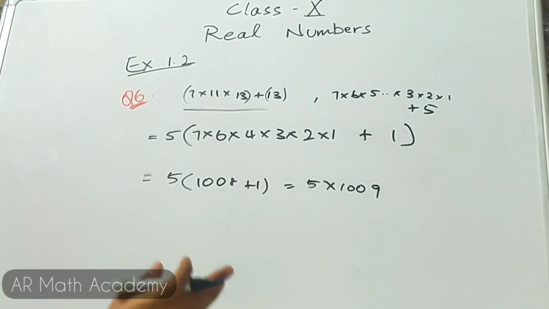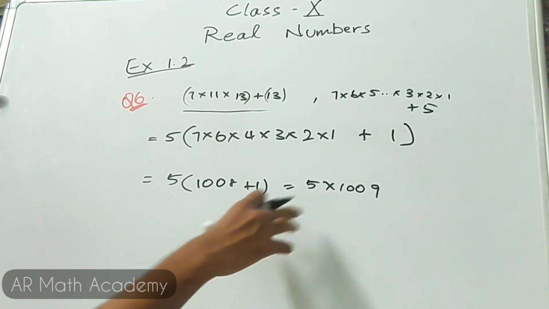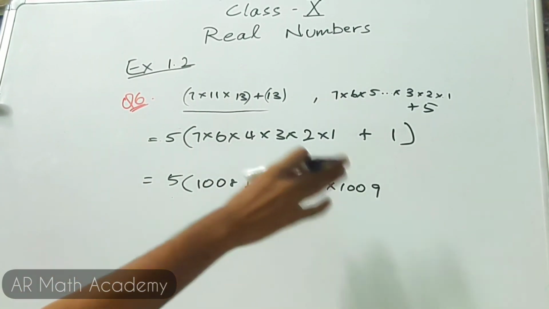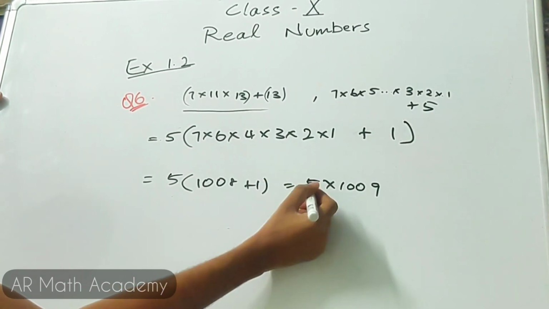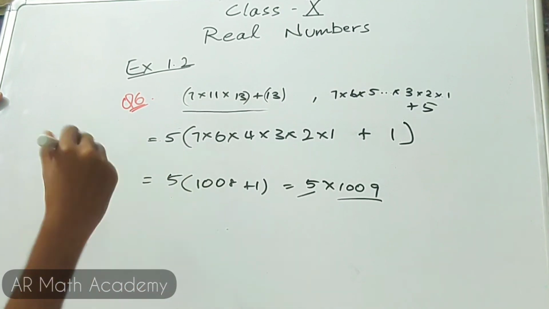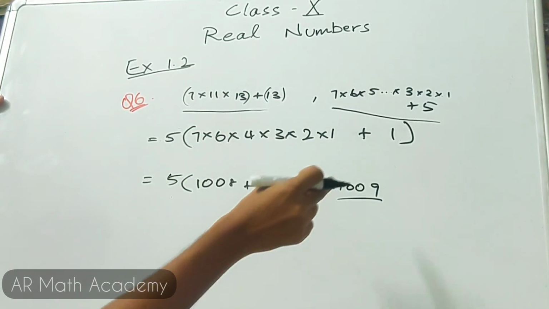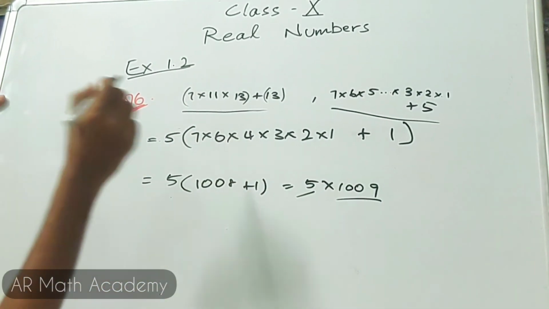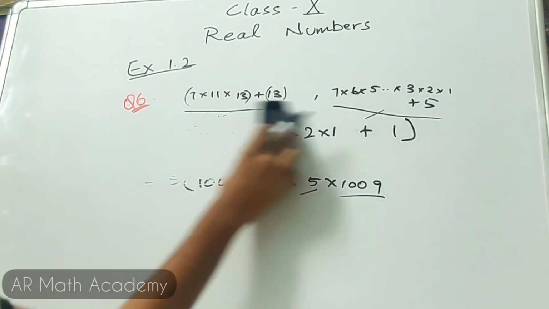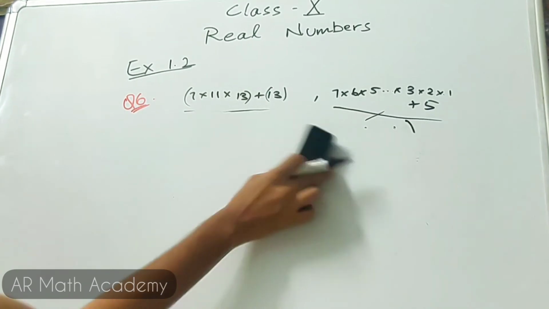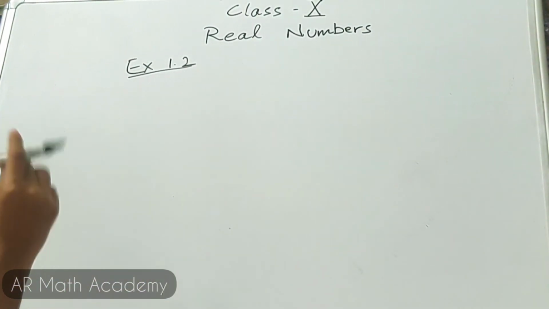Well, 1009 in turn is a prime number. I didn't know if it is a prime number or not, so I checked, and 1009 is indeed a prime number. It doesn't divide by any of the smaller numbers. So 5 is a prime number and 1009 is also a prime number. Hence, this number is also a composite number, since it can be represented as a product of these two primes. So the same we did for both these numbers and proved that both are products of primes, or composite numbers. So that ends exercise 1.2 of this chapter, Real Numbers.